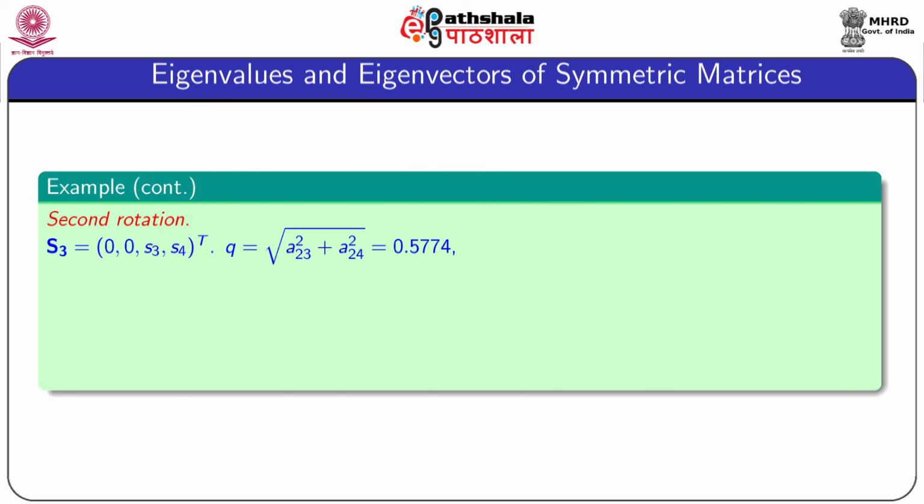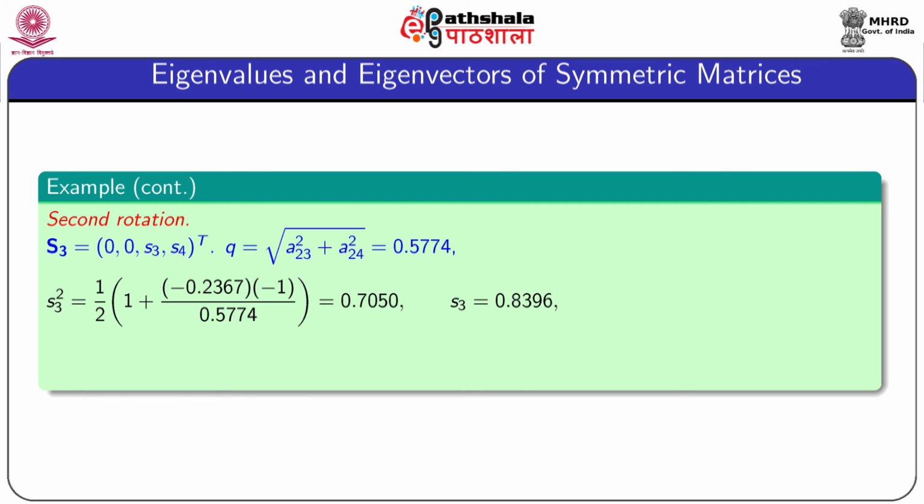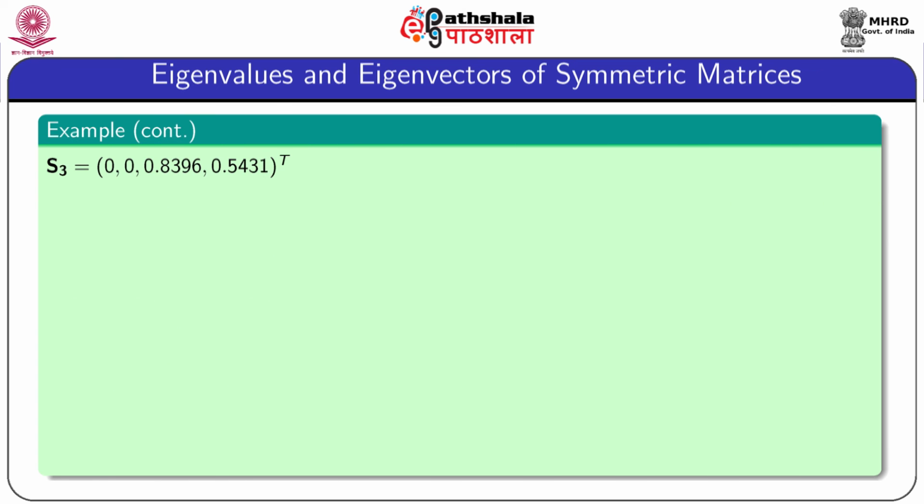Now, we apply the second rotation. In the second rotation, the rotational vector S3 equals the column vector 0, 0, S3, S4, and Q equals 0.5774, S3 equals 0.8396, S4 equals 0.5431. Therefore, the rotational vector S3 equals 0, 0, 0.8396, 0.5431, correct up to 4 decimal places.